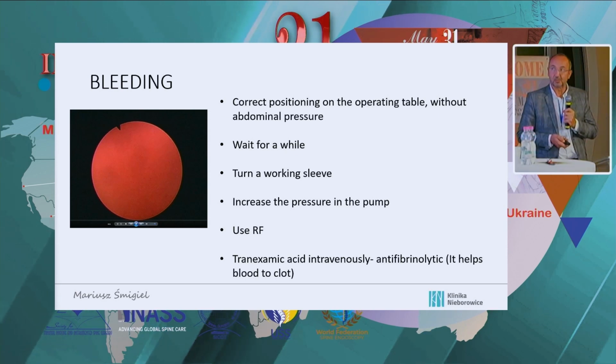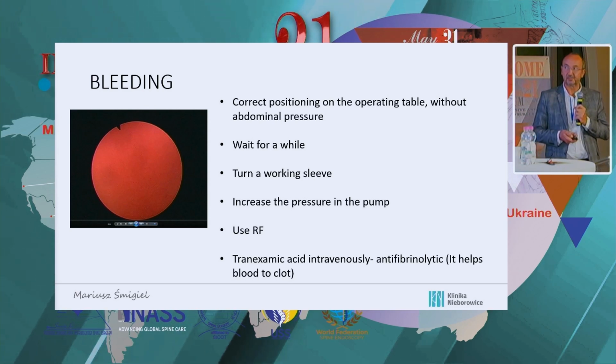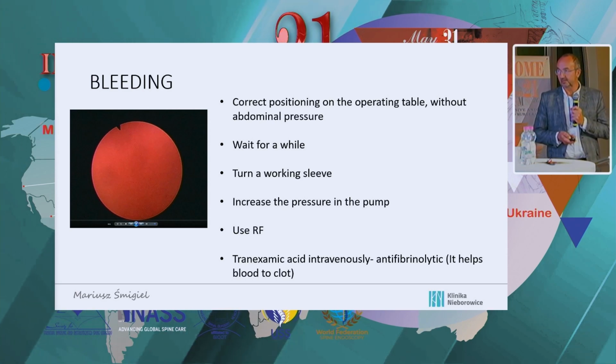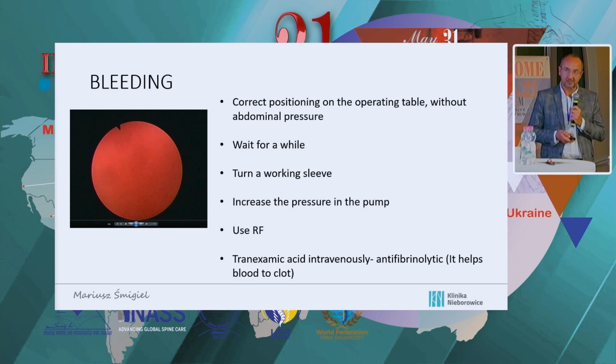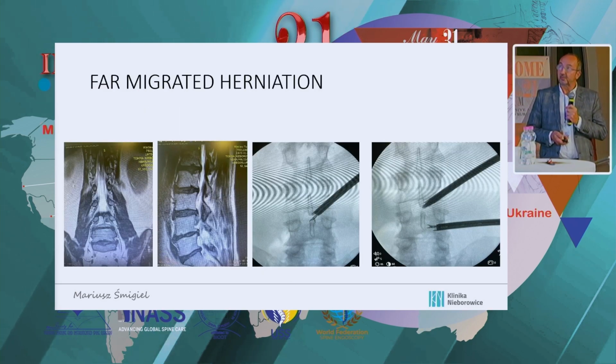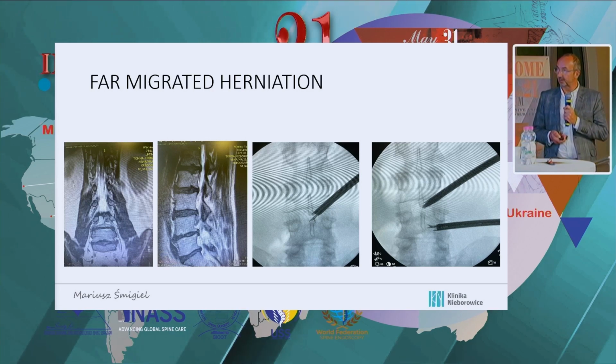And of course bleeding. It's a normal problem, so we can wait for a while, turn the working sleeve, increase the pressure in the pump, use radio frequency, or sometimes give tranexamic acid intravenously. And for far migrated herniation, we can do two approaches.